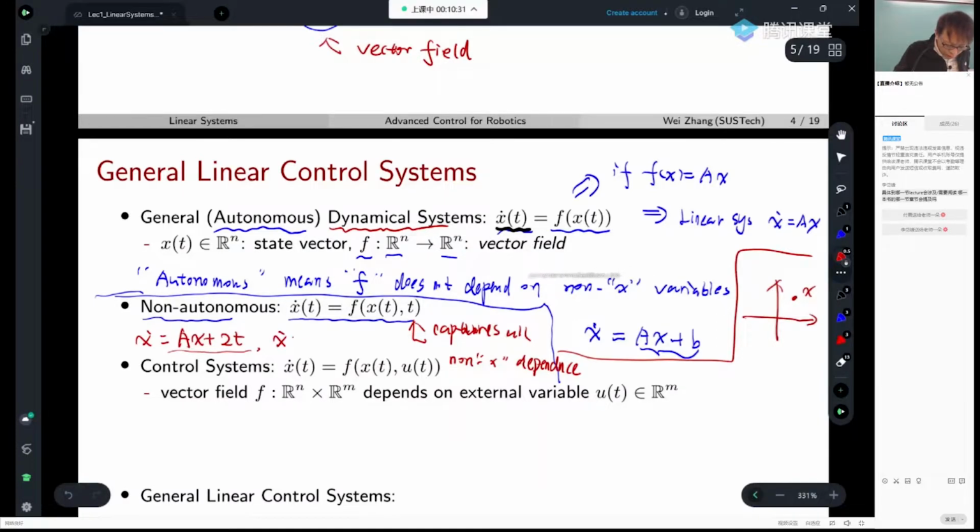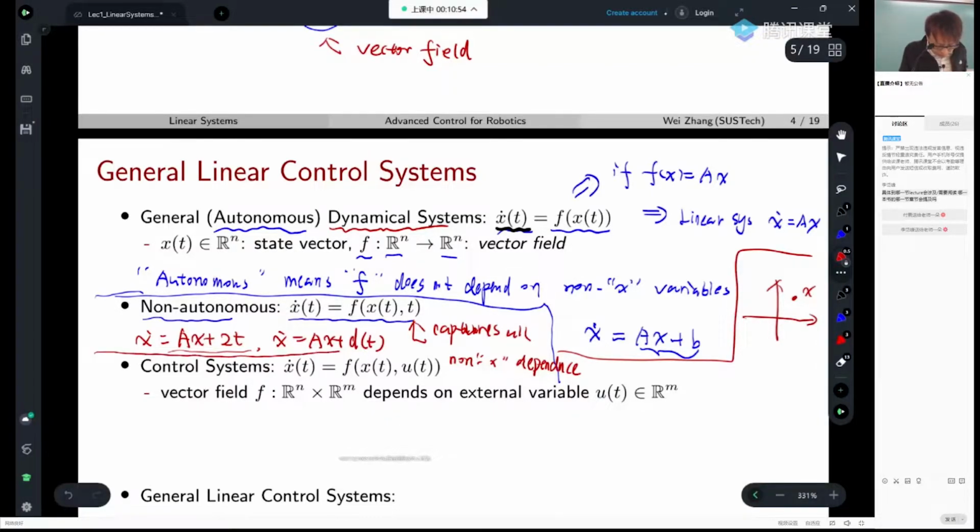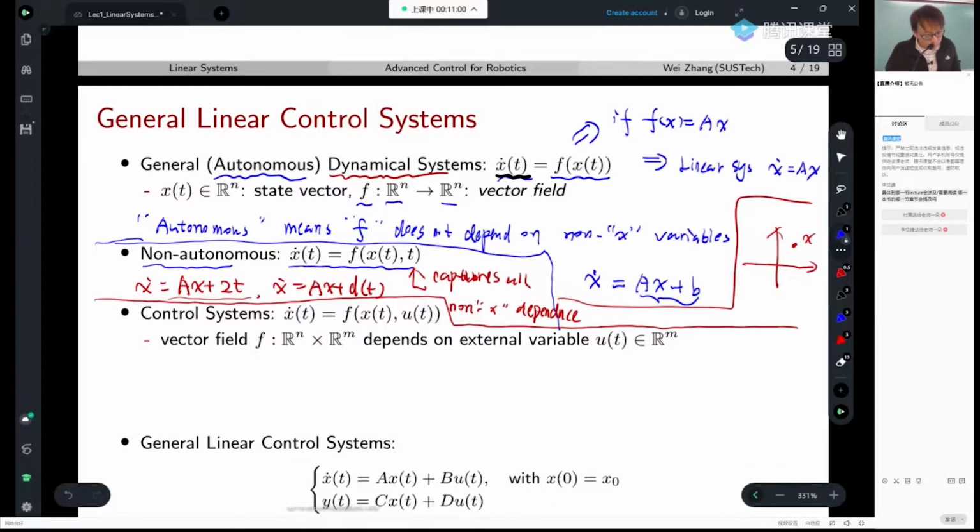Another example is ax plus d of t. Is this autonomous? It depends on d of t, whether d of t is constant or not. If d depends on t, then it's not. All right. So it's a non-autonomous system. Just clarifying the notation and terminology a little bit.